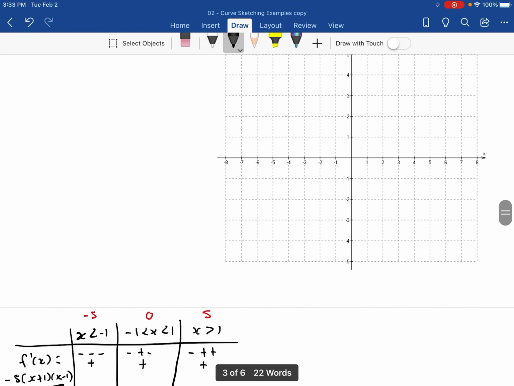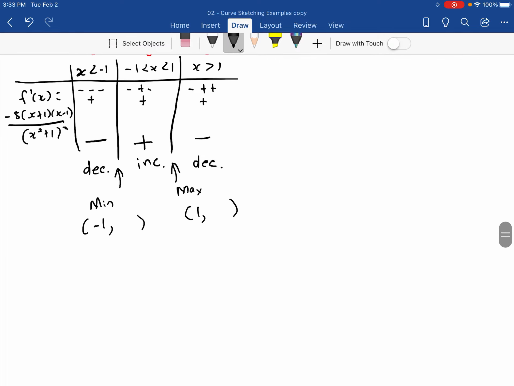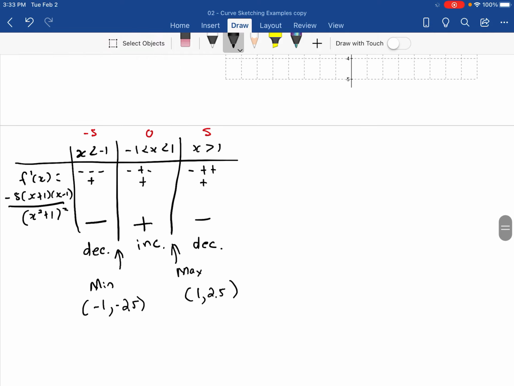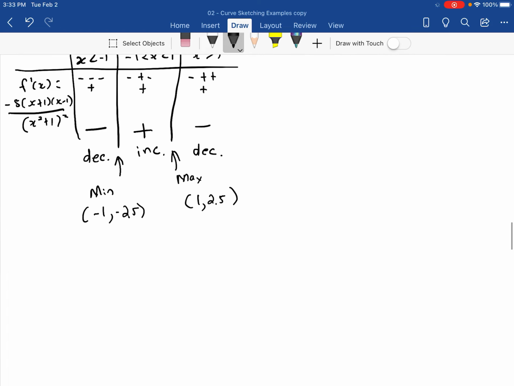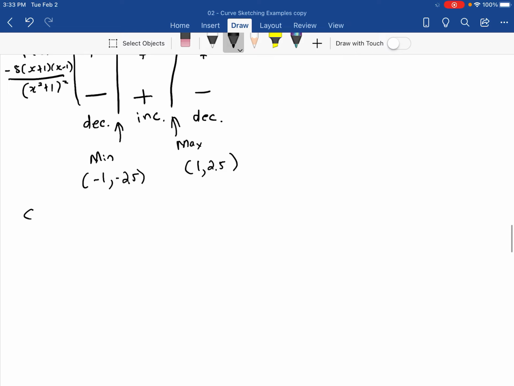If you sub those in there, you should get negative 2.5 for this y value and positive 2.5 for this y value. Okay, so that's the intervals of increase and decrease and max mins all reviewed there. And the last thing we want to do now, just learn this chapter, concavity.